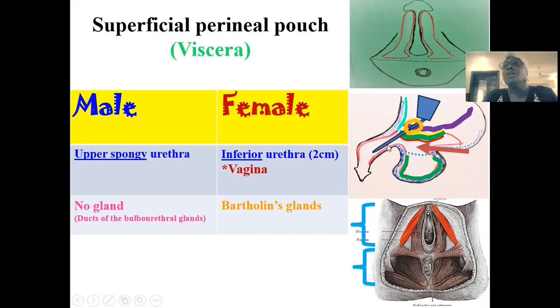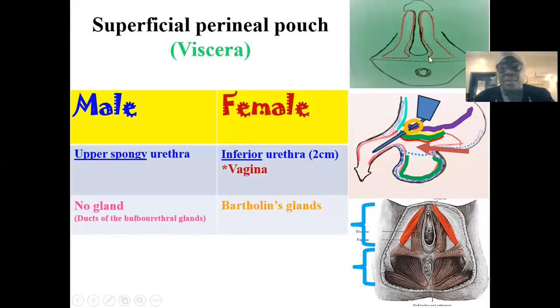For the male, we have the urethra. We also have the urethra in the female, but we have specific regions of the urethra, and it's good for us to be able to highlight this. The specific region that we have in male is the spongy part of the urethra, while the specific part of the urethra in female that we have within the superficial perineal pouch is the inferior region of the urethra.